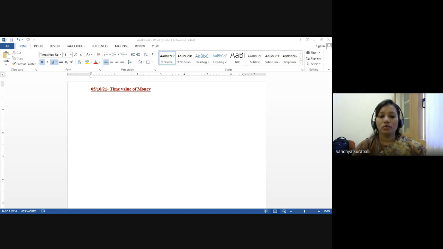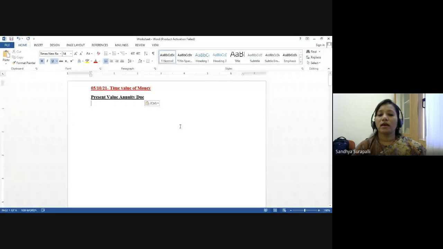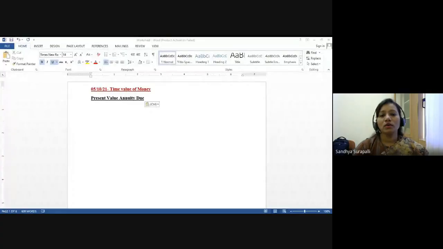Now we will do the present value of annuity due. Annuity due means the cash flows that you are going to receive or pay at the beginning of each period. So in future you are having some cash flows at the beginning of the period. What is its present value? That is what you have to calculate.